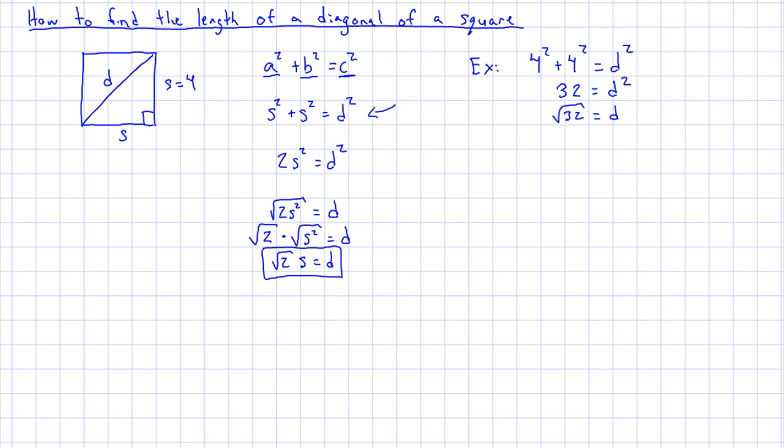Now, I can either use my exact notation and leave it in square root form, or I can do the approximation. So d is approximately 5.66. Now, I could also use my formula, d is equal to the square root of 2 times the side length. So d equals the square root of 2 times 4. When I plug that into my calculator, I get exactly the same decimal. So I end up with 5.66 approximately, regardless of which method I use.